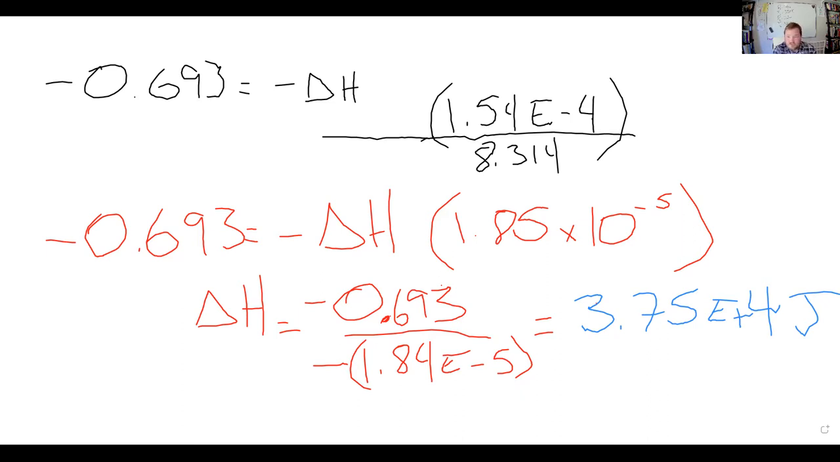And you should be able to check this if you Google enthalpy of vaporization of ethanol. You can probably find a number and it should agree with this pretty well. It might be off a little bit, depending on sig figs, basically. But at the very least, it matches.